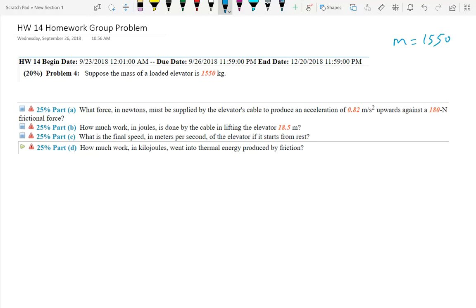The question is, what force in newtons must be supplied by the elevator's cable to produce an acceleration of 0.82 meters per second squared upwards against the 180 newton frictional force, and the elevator has a weight of 1,550 kilograms?